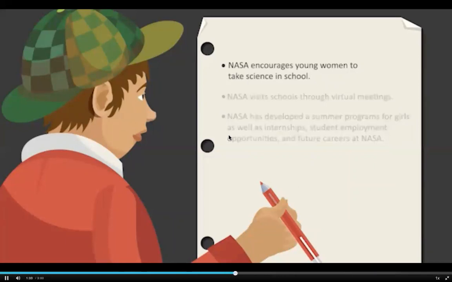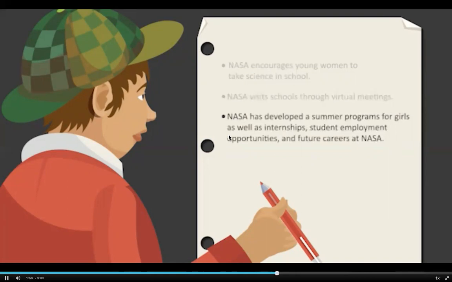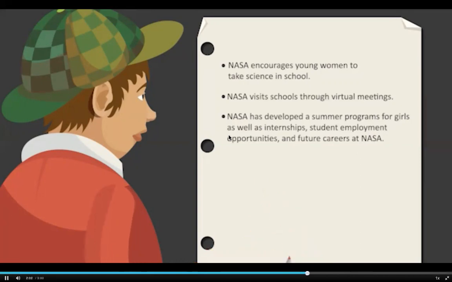The first detail is general, but this is the topic sentence, so it must be related to the main idea. The second detail is more concrete. It is an example of how NASA connects with young women. The third detail is another example of how NASA encourages young women. Look at what the details have in common. These details all talk about different ways women are encouraged to pursue careers at NASA.